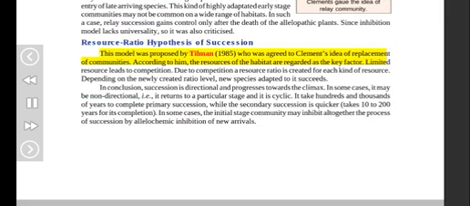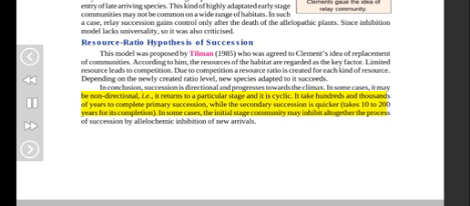This model was proposed by Tilman, 1985, who has agreed to Clements' idea of replacement of communities. According to him, the resources of the habitat are regarded as the key factor. Limited resource leads to competition. Due to competition, a resource ratio is created for each kind of resource. Depending on the newly created ratio level, new species adapted to it succeeds. In conclusion, succession is directional and progresses towards the climax. In some cases, it may be non-directional, i.e., it returns to a particular stage and it is cyclic.